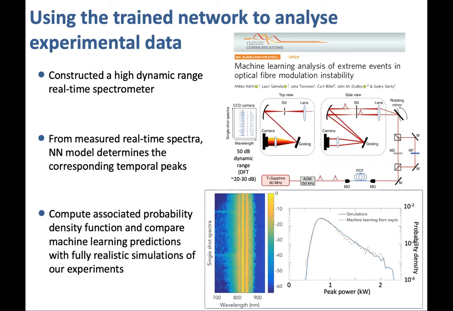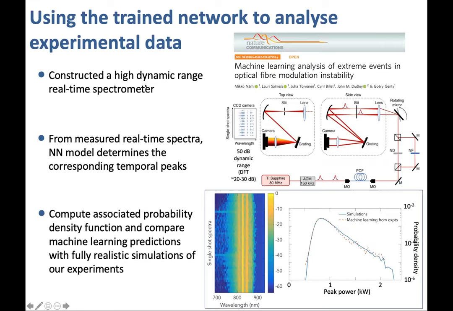Once you've done that, you can go to the lab and actually apply it to some real-time experiments. So this is what we did. We constructed a real-time spectrometer capable of measuring single-shot spectra with high dynamic range. So we didn't really use a dispersive Fourier transform in that case.